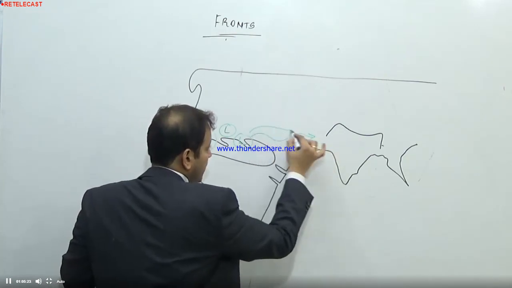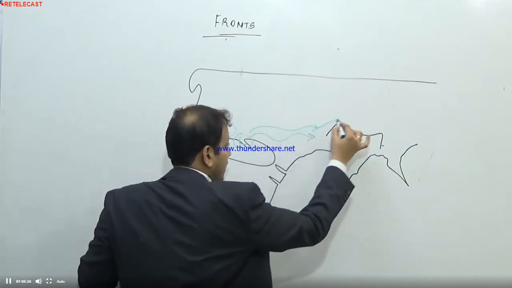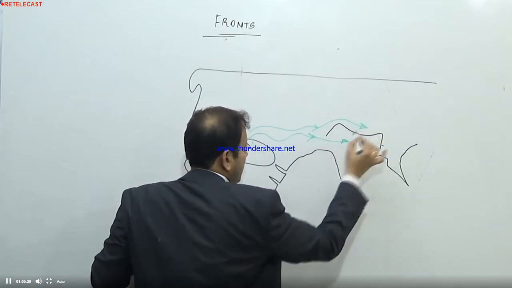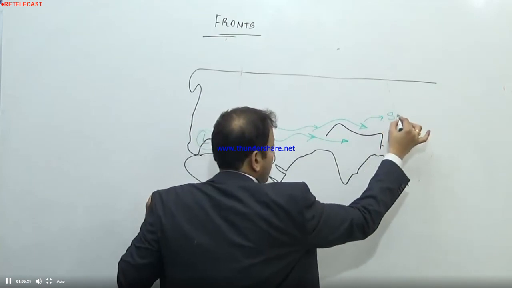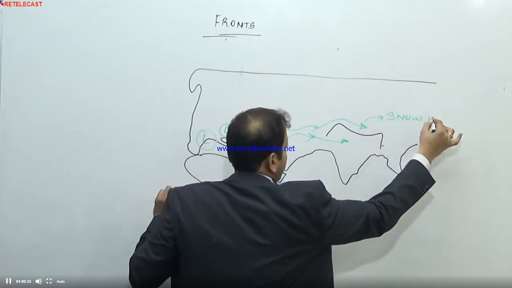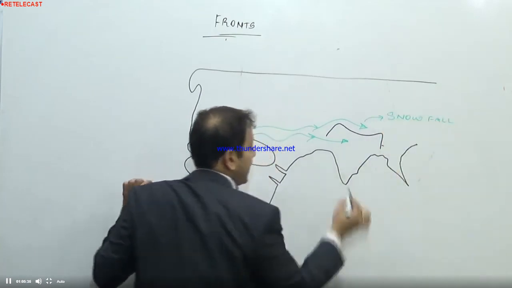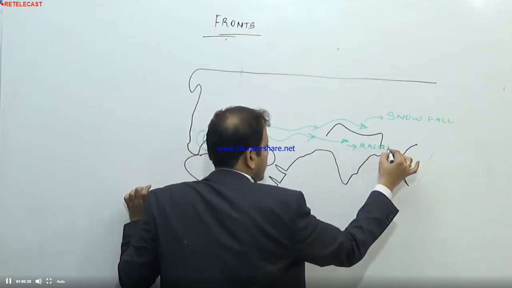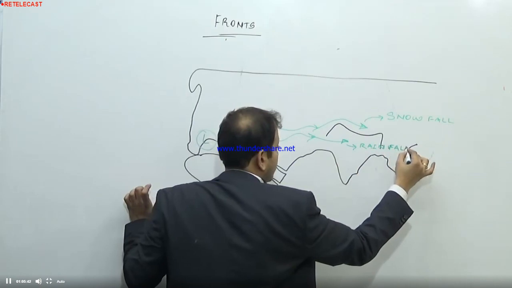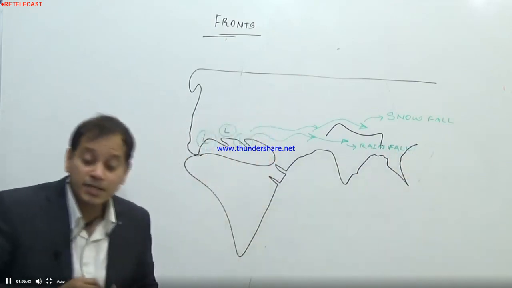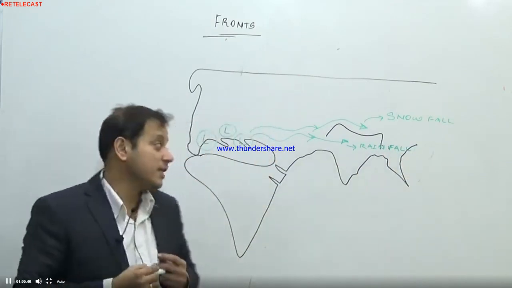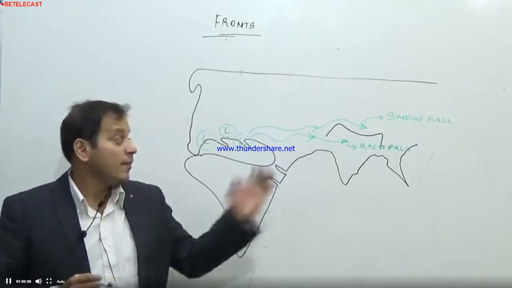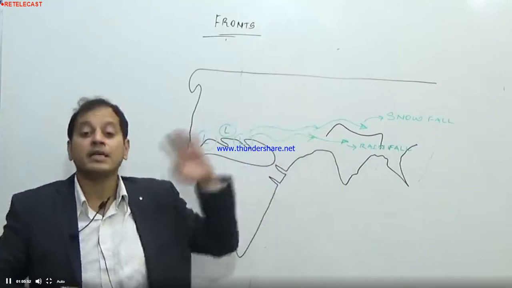After coming towards India, due to the presence of the Himalayas, they are diverted either to the north or to the south. Here they give snowfall, and down here they give rainfall. So in northwest India, in the states of Punjab, Haryana, Delhi region, Rajasthan region, they give rainfall, which is known as western disturbances. While in the Himalayan region, they give snowfall.